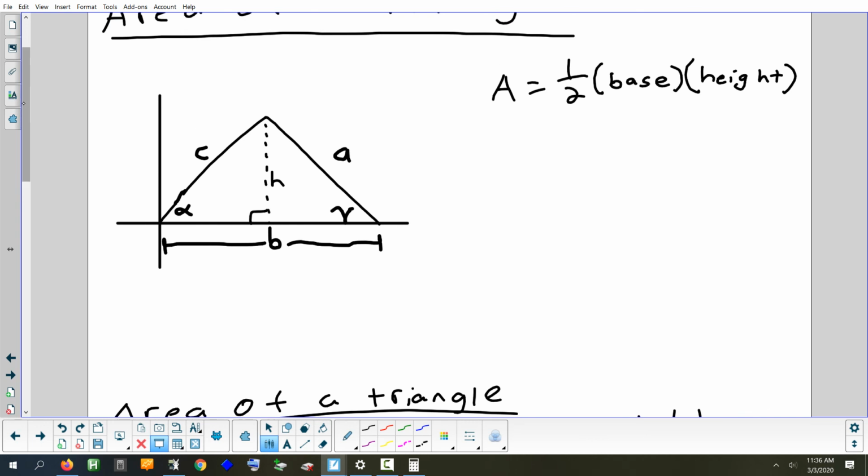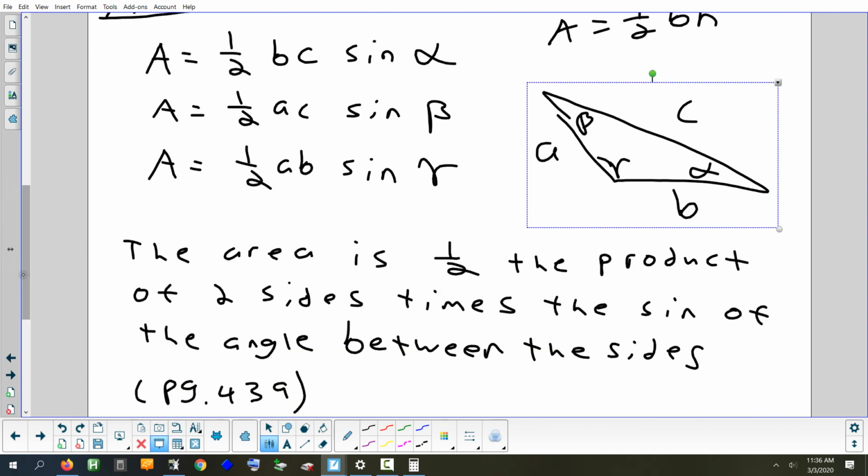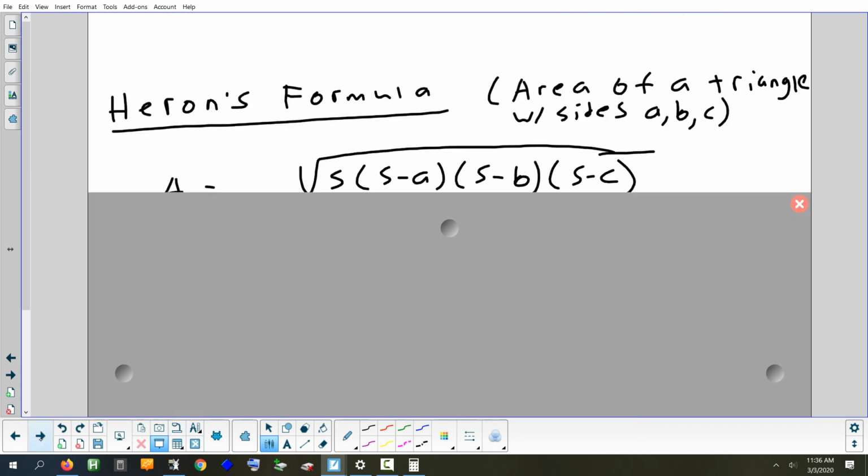What you're basically doing in the proof is finding the height when you don't know it, using opposite over hypotenuse. So if you had a triangle like this, that's not the height. The height is like if you were standing right here and you drop something straight down. So that's just another formula for finding the area of a triangle based off of trig. But we're not going to go through the proof of that right now.